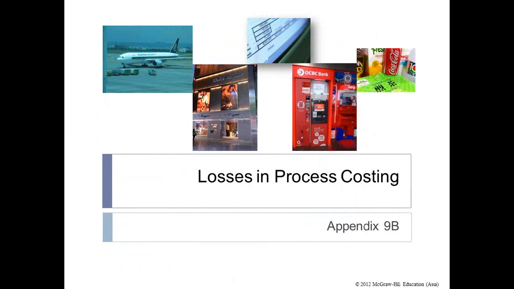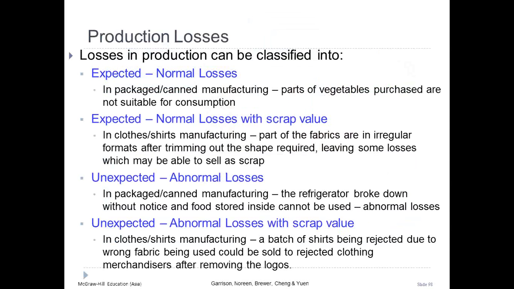So now let's review losses in process costing. There are different types of losses. There are expected, which are normal losses, and unexpected, which are abnormal losses. Some losses or residuals may have scrap values, while some may not.